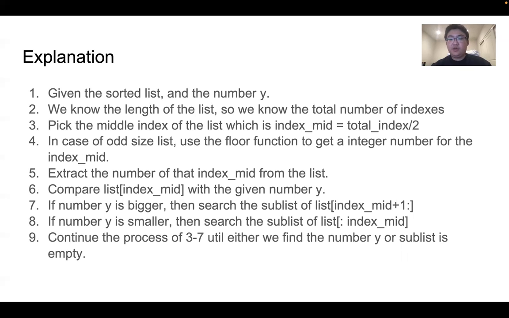So if Y is bigger, that means we want to continue our searching in the second part of the list, which is list of index mid plus 1 to the end. If Y is smaller, that means we want to continue our searching in the sublist from the first element to the index mid. And we want to continue this process of steps 3 to 7 until either we find the number Y or the sublist is empty, and we'll return -1 in this case.